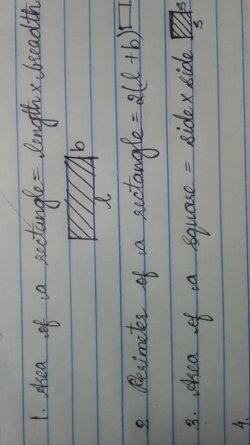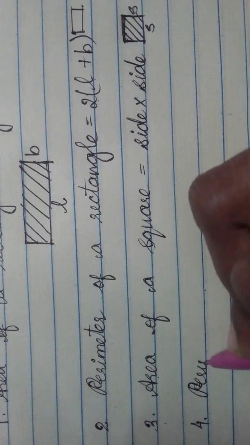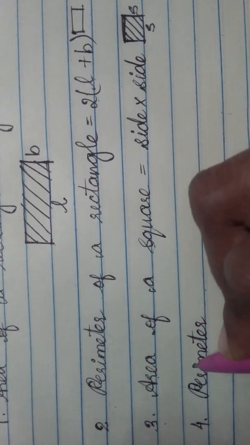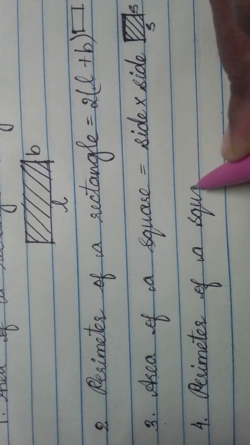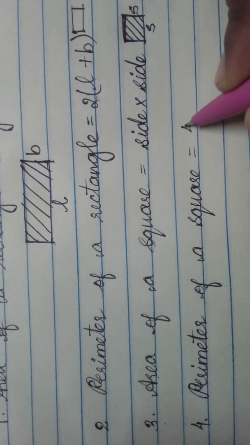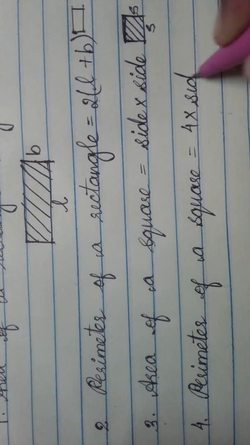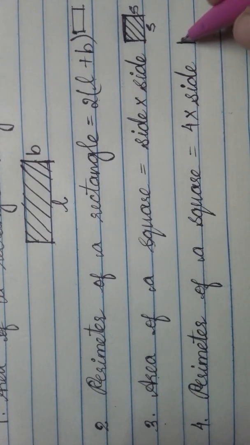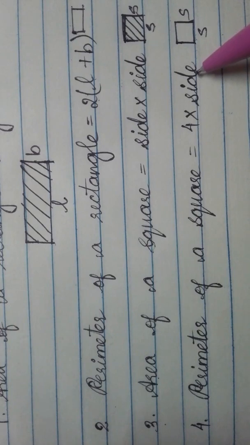Now let us learn the fourth formula, which is the perimeter of a square. You know that there are four sides and all the sides are equal. So the formula is 4 into side. This is the square and each side is S, so it is 4S. 4 into side. So now you have learnt four formulas.